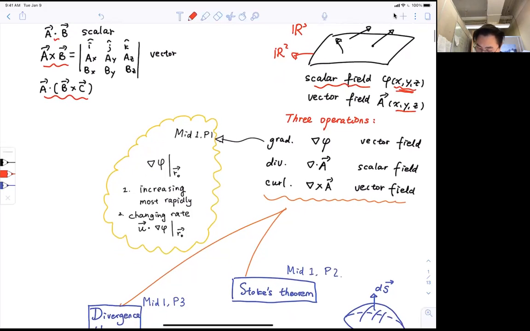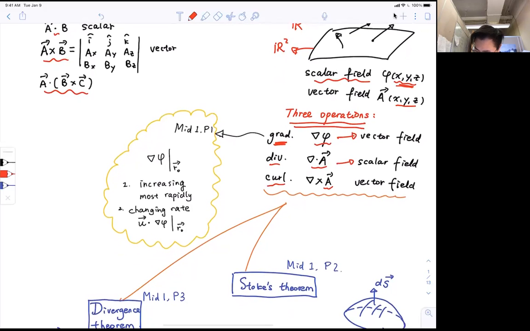There are three important operations known as gradient, divergence, and curl. The gradient acts on a scalar field, and the result is a vector field. The divergence acts on a vector field and gives us a scalar field. The curl acts on a vector field and gives us a vector field. For these operations, you need to know how to do the calculation, and also the physical meaning and the geometric meaning.